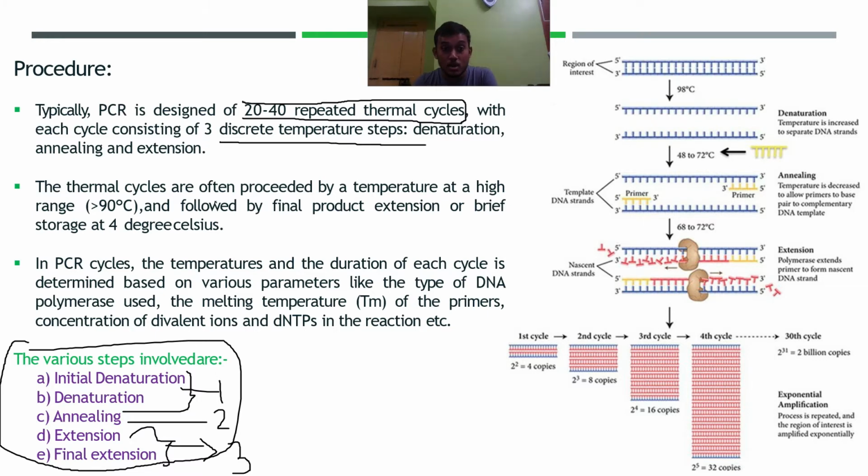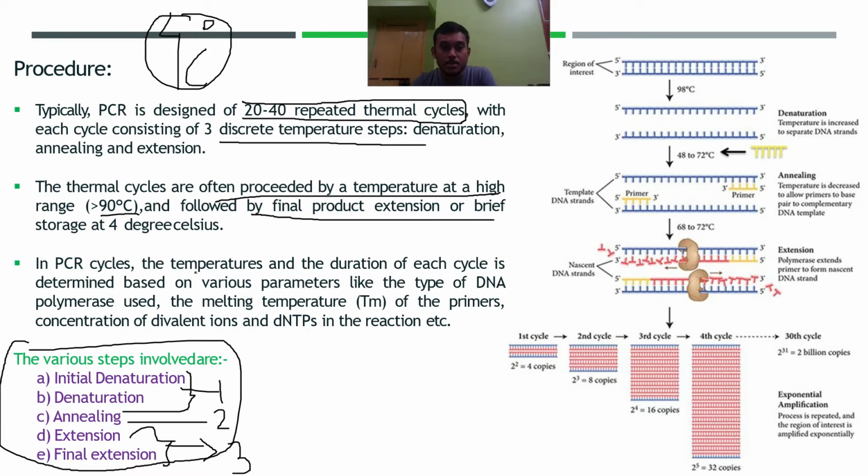Also, the thermal cycles are often preceded by a temperature in the high range of more than 90 degrees Celsius. And when the PCR is done, or when we get the final product after running it for 20 to 40 cycles, it is stored at 4 degrees Celsius. So it is very important to understand that after the PCR is done, whatever product we get, we store it at 4 degrees Celsius.